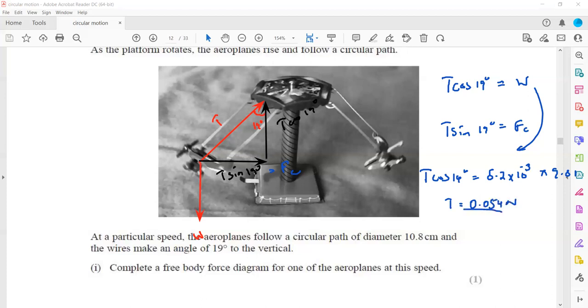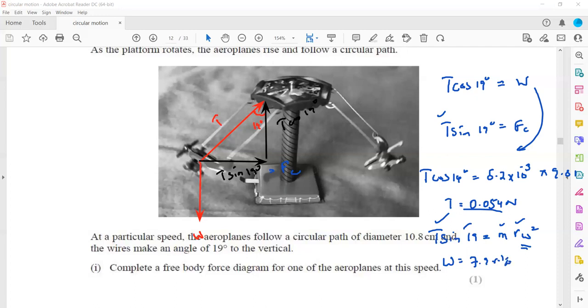After working out the tension, we can find the centripetal force, Fc. So T sin 19 is equal to the centripetal force. And what is the centripetal force? It is m r omega squared or m v squared over r. So we have the tension, we have sin 19, we have the mass, and we have the radius as well. Half of the diameter will be the radius. So this will give us the value of omega. We'll substitute and, after taking a root, we get omega as 7.9 radian per second.